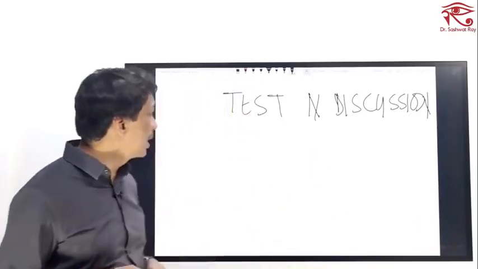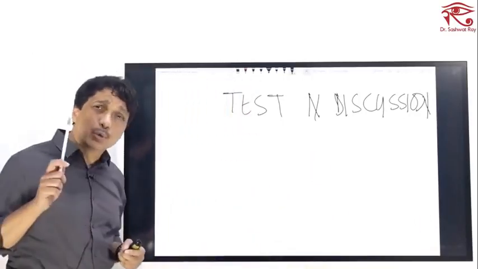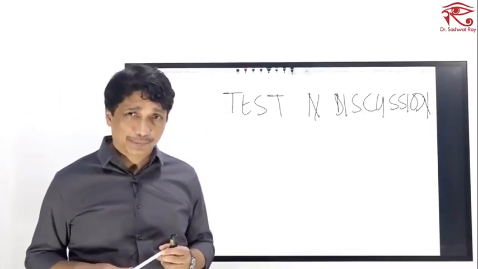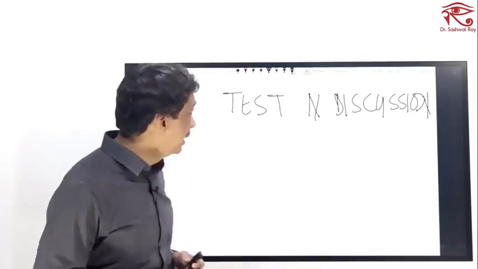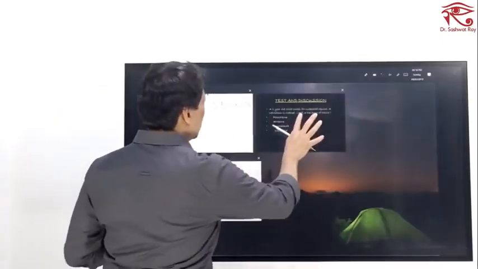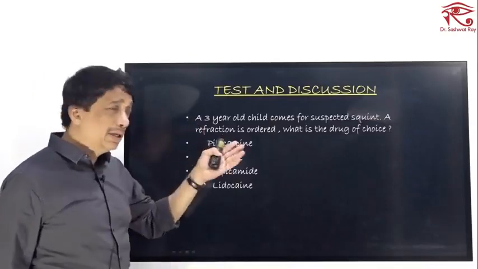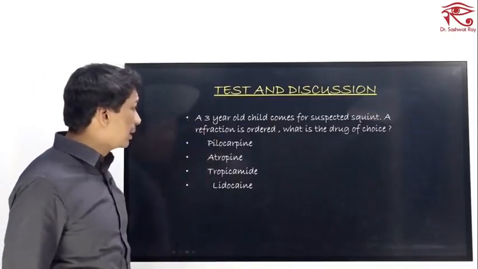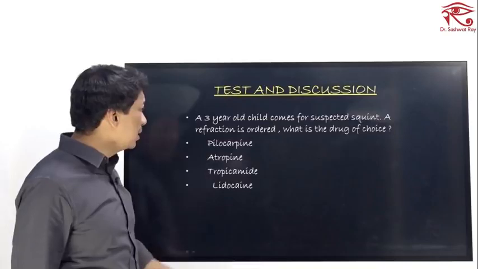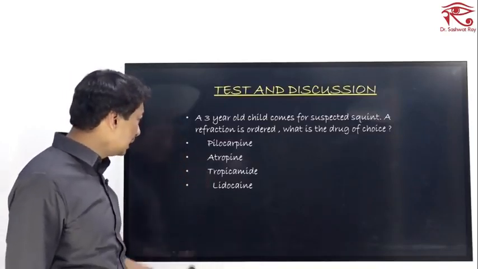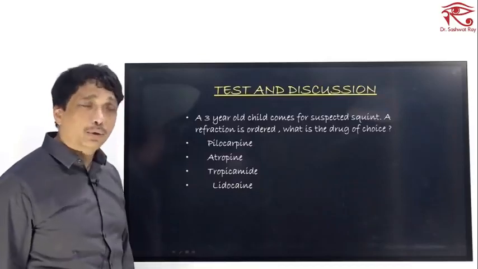So we are going to discuss 100 questions. I'm going to throw at you 100 questions and expect you to throw the answer back to me. Okay, best of luck. Very well. Let's look at the first question. And the first question seems to be relatively simple. A 3-year-old child comes for suspected squint. A refraction is ordered. What is the drug of choice? And the choice before you is pilocarpine, atropine, tropicamide, and lidocaine.